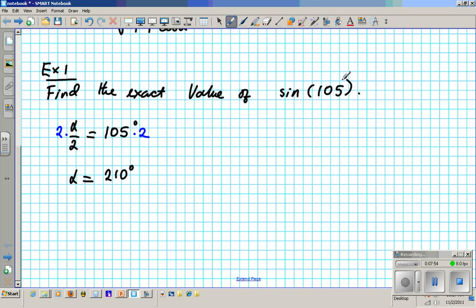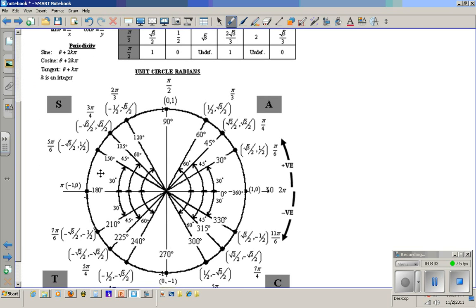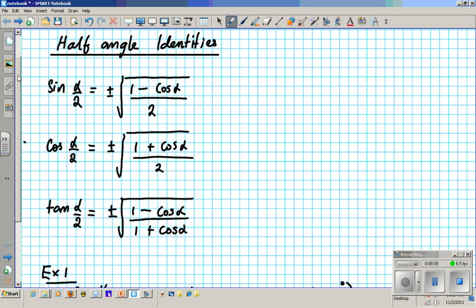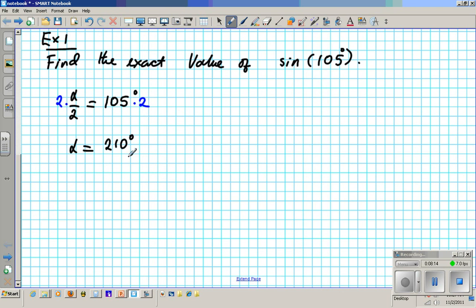210 degrees is on the unit circle. Alright? So check this out. We have 210 degrees right here, so it's actually on the unit circle. So now we have a situation where we can actually use a unit circle. So we have this. Alpha is 210.